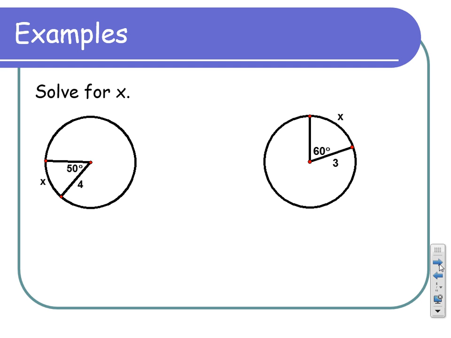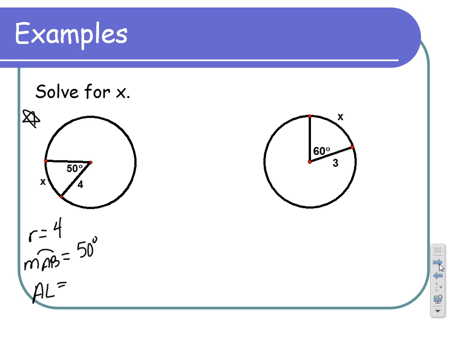Okay, let's do this first one over here. I know my radius is 4. I know the measure of my arc is 50 degrees. And they're asking me to solve for the arc length.